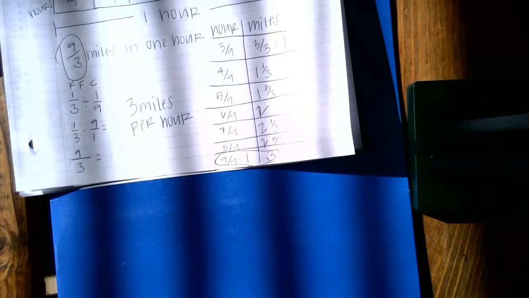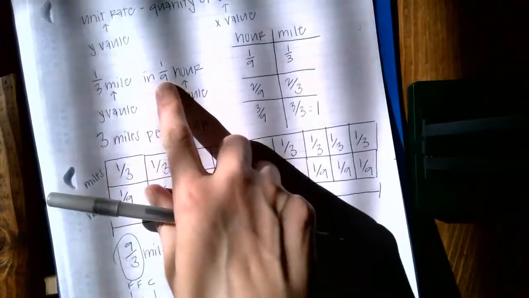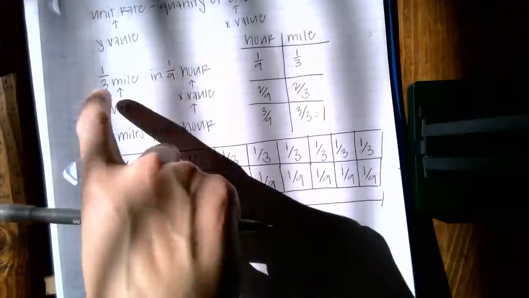Alright, so what happens if they are not 1/3, 1/9, easy fractions to work with? So this time we are going to say that we have a turtle and he can go 1/4 of a mile in 2/5 of an hour. So again, I'm going to go ahead and draw my tape diagram, knowing that I need my hours as the independent and miles as the dependent.